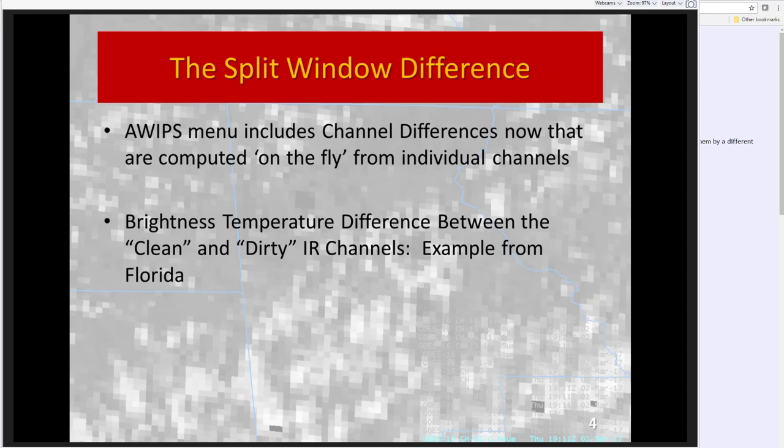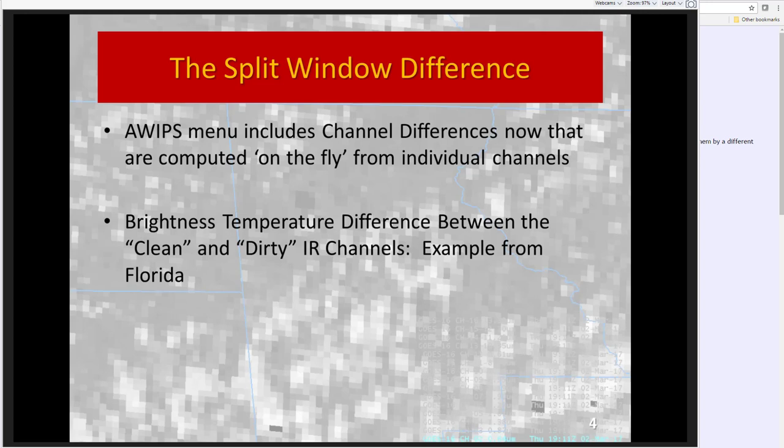So, the split window difference. This is something that we're actually somewhat familiar with in some ways. We've been looking at it for the fog imagery, for instance, looking at 3.9 brightness temperature minus the 11.0 brightness temperature off of GOES 13 and GOES 15. But what's nice is that AWIPS now does an on-the-fly difference between individual channels. What we're going to look at is the brightness temperature difference between the clean 10.3 micron and the dirty 12.3 micron IR channels.